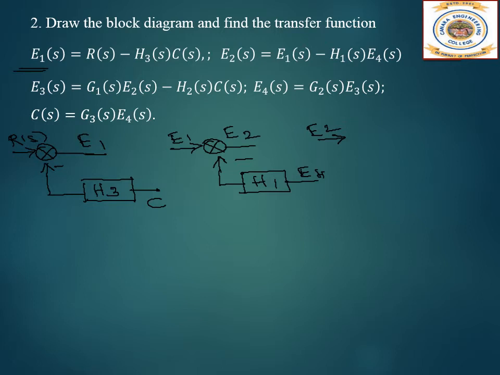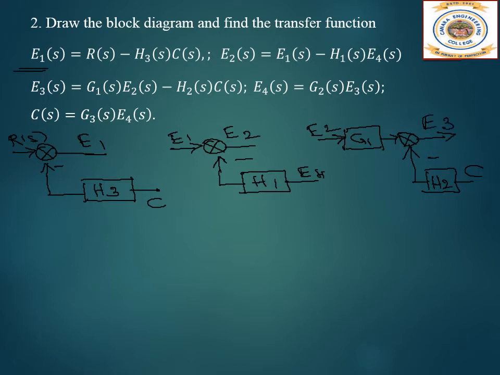So here we get a G1 block and the output of this. So here we have, what do we have? We have minus H2 into, so minus H2. Where is it coming from? It is coming from C. So I'll write that. And this, what is this? Output is E3.